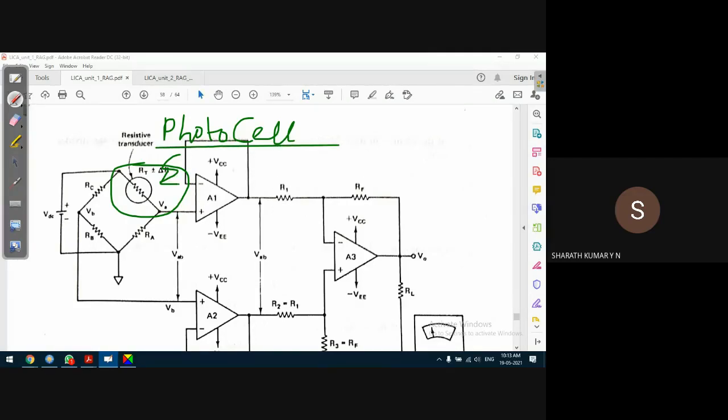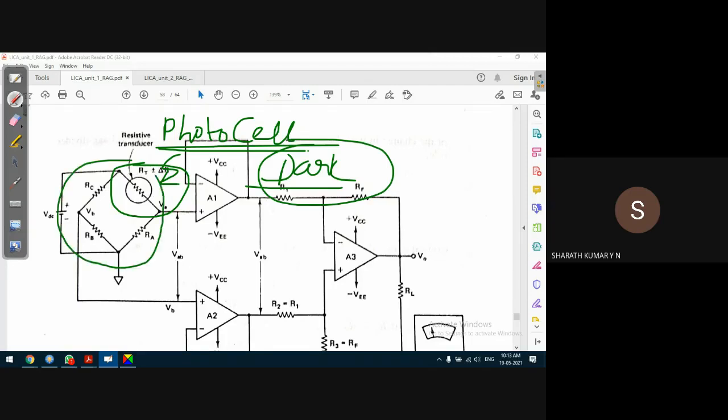It is used to detect the variation of light in a particular environment, in a room environment, something like that. So instead of a transducer, if a photocell is used, let us say for a total dark condition, the bridge is designed, that means RC, RB, RA are selected in such a way that the bridge will be balanced. So the output voltage will be 0.